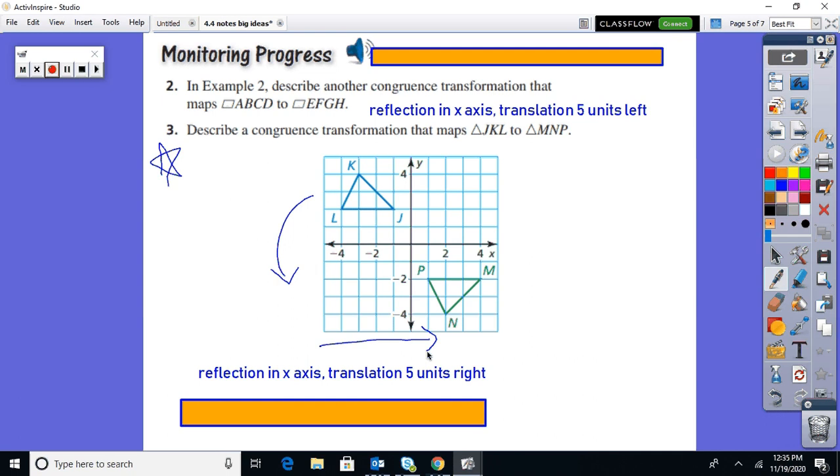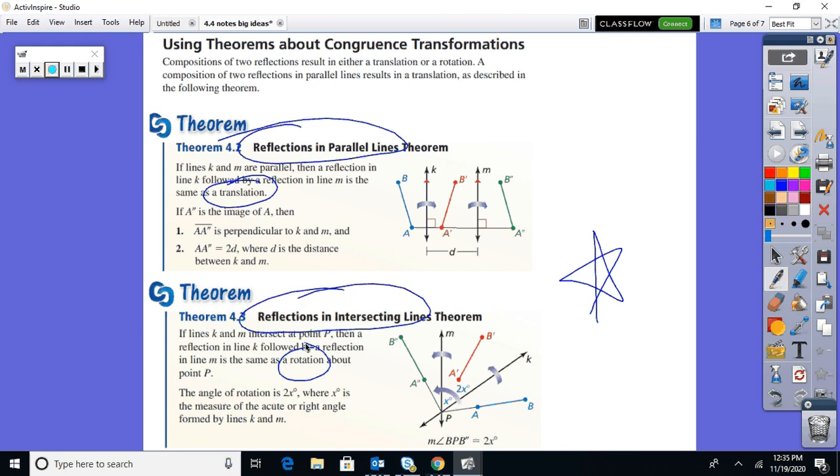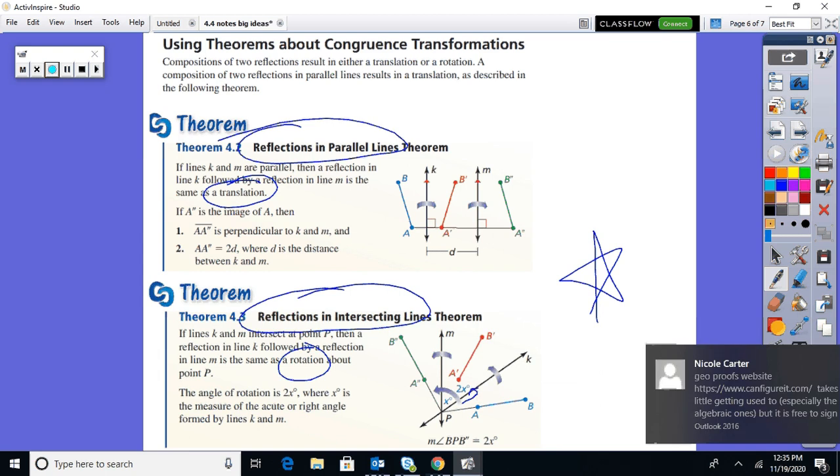So slides, flips, turns, that's what we're talking about. Now the rest of the section is just what we talked about on GeoGebra to start the lesson. When you reflect in parallel lines, it's a translation. When you reflect in intersecting lines, it's a rotation. So this is it in book form. When you go from x to 2x, the angle gets doubled for the degree of rotation.